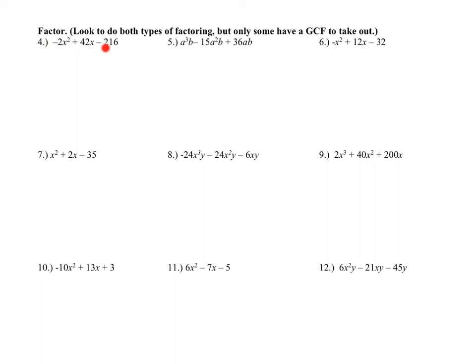So if we look at number 4, first thing that we're going to do is we're going to pull out a -2. Because they all have 2 in common, and since we want x squared to be positive, we're going to divide out a -2. And remember, when you divide everything by a negative, that changes all the signs. So -2x squared divided by -2 is positive x squared. 42x divided by -2 is -21x. And -216 divided by -2 is positive 108.